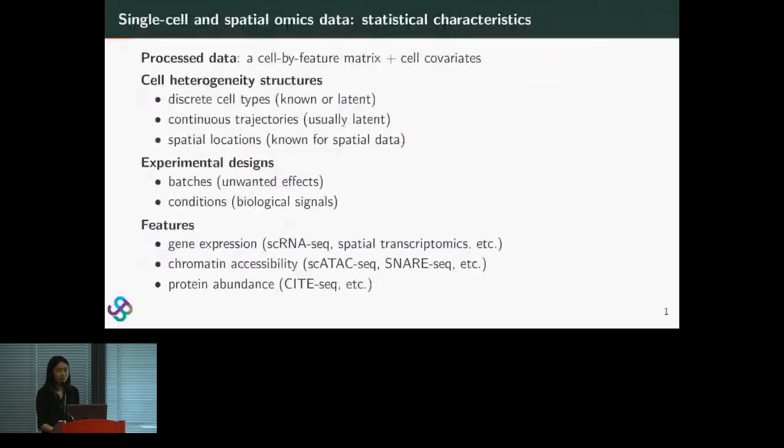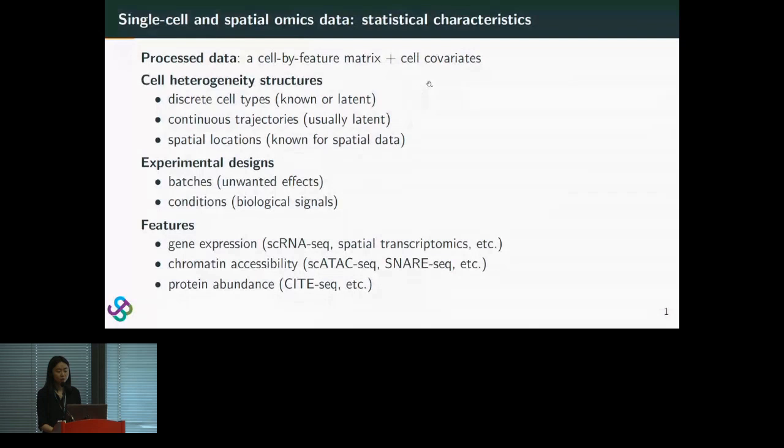So first, our goal here is to generate count data, as in the processed data for single-cell and spatial omics. They will consist of a cell-by-feature matrix and a cell covariate matrix. Specifically, the cell-by-feature matrix can be gene expression, as in single-cell RNA-seq and spatial transcriptomics. The features can be peaks, as in chromatin accessibility data such as single-cell ATAC-seq and SNARE-seq, and they can be proteins, as in protein abundance in CITE-seq data. So these are what we call features.